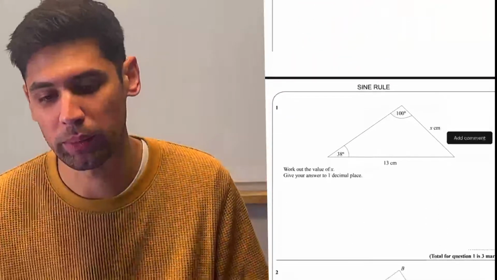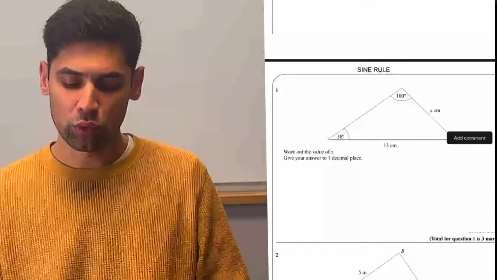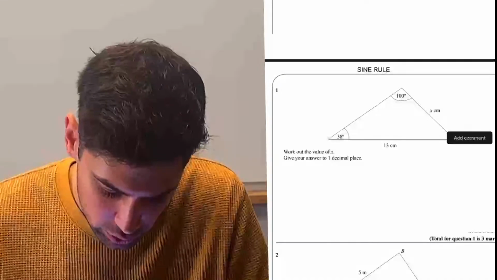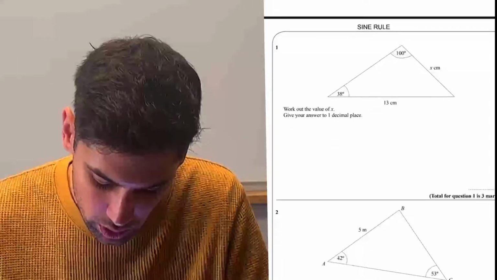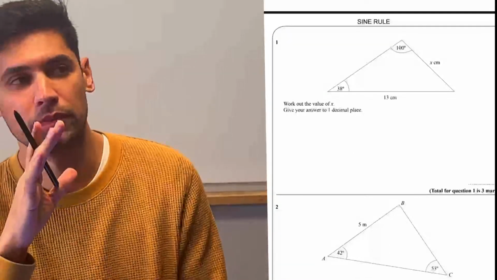Sine rule, moving on to a new topic now, really, really exciting times for us. So the sine rule, apparently my screen is frozen. There we go, we got it back. So, sine and cosine rule.